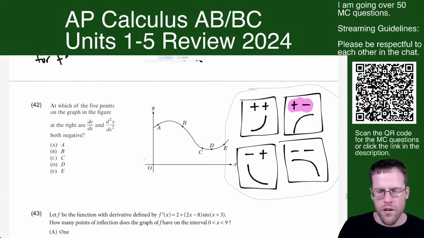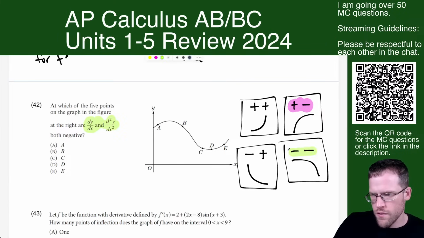So at which of the 5 points on the graph in the figure are dy, dx, and the second derivative both negative? So negative, negative, now we're looking at this one. So where is it decreasing and frowning? Like here, okay? So it's going to be at point B.